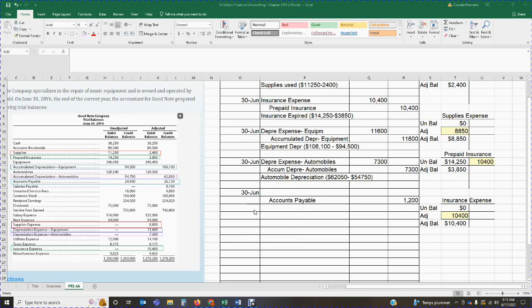So what does that tell me? That tells me that I received a utilities bill for $1,200, and that it's the end of the month and we have not paid this utility bill, and we're not going to pay it this month. But it belongs to something that happened this month. So I have to accrue money to pay this bill next month. But we don't want to record the expense for the actual utility next month because it happened this month.